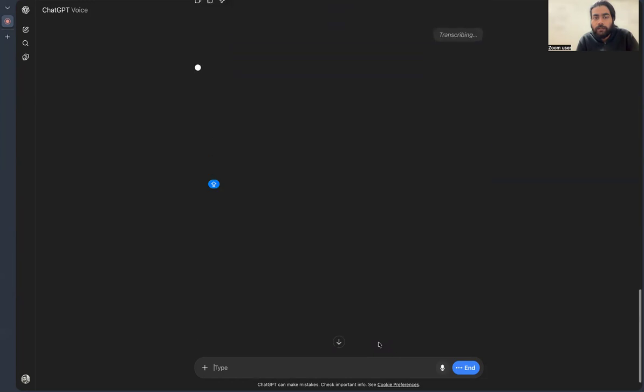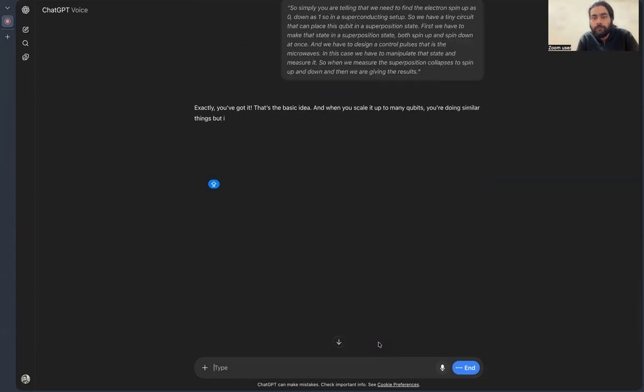Okay. Exactly, you've got it. That's the basic idea. And when you scale it up to many qubits, you're doing similar things, but in far more intricate patterns. That's the heart of quantum computing, building on that simple qubit intuition to tackle huge complex problems.